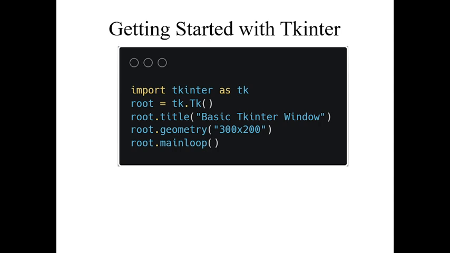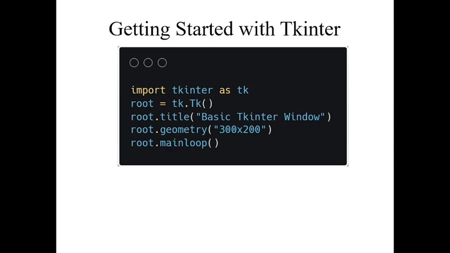So let's start with tkinter. The first step is obviously to import the tkinter library. We import tkinter as tk, and then we create an object root. root is equal to tk.Tk(), where Tk is the class and root is the object of this class. Then we set the title of this window, root.title, basic tkinter window. Then we set the size of the window like 300 by 200.